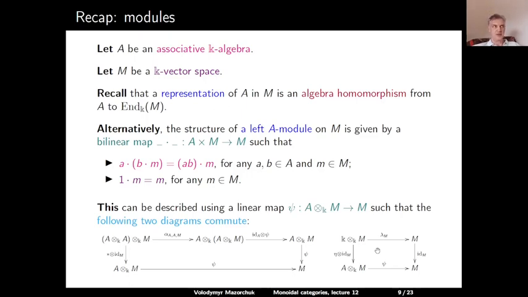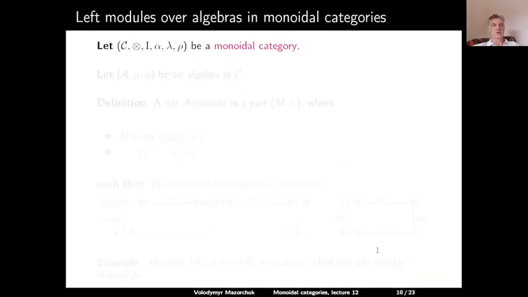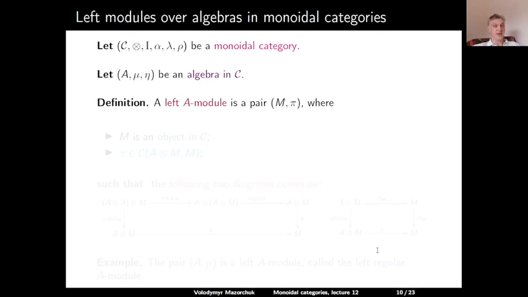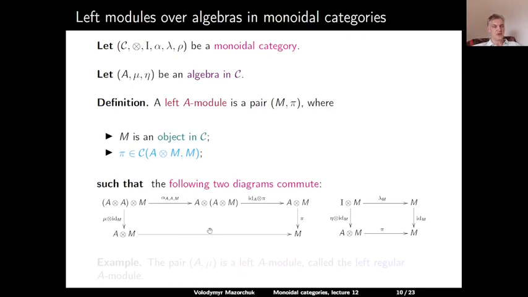And now we can generalize it in the setup of an arbitrary monoidal category. So let C be a monoidal category. Let A be an algebra in C. Definition: a left A module is a pair consisting of an object M in C and a morphism pi in C from A tensor M to M, such that the following two diagrams commute. And here we have the usual associativity diagrams, just like before, and the usual left unitality diagrams, just like before.